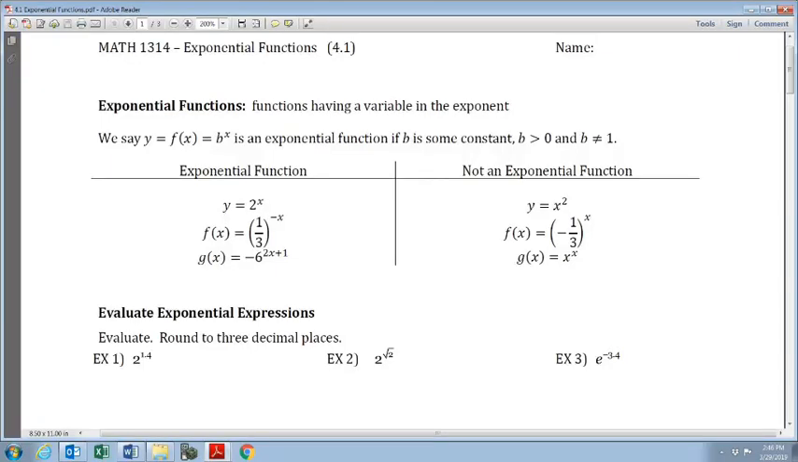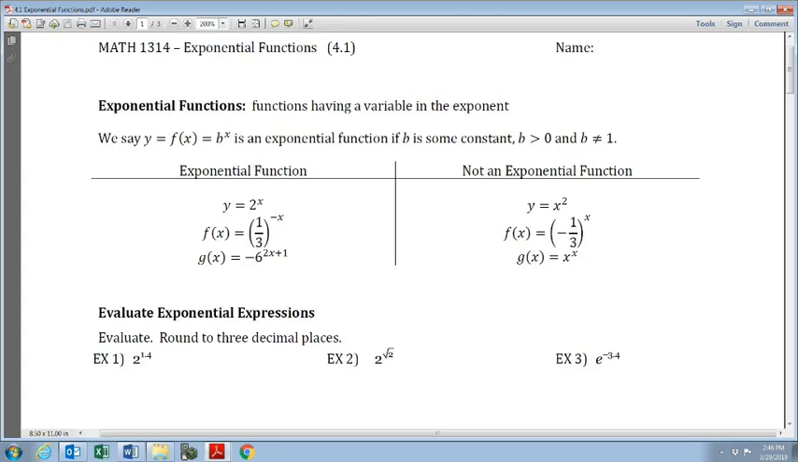Alright, in this video we're going to talk about exponential functions. It says exponential functions are functions having a variable in the exponent. We say that y equals f of x equals b to the x is an exponential function. We can use the y notation or the function notation.